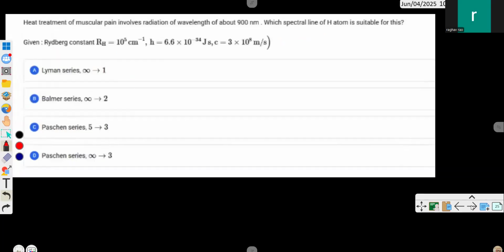Next, heat treatment of the muscular pain. As we have done in class also, spectral line 1 by lambda equals R into 1 by n1 square minus 1 by n2 square. So 1 by lambda is given, 1 by 900 equals R value into 1 by... So definitely it is heat wave. So it should be Paschen series, either this or this. Let us check whether we are getting the same.